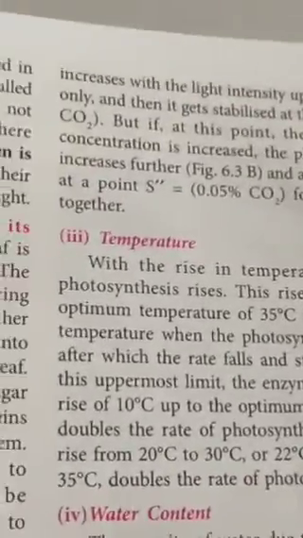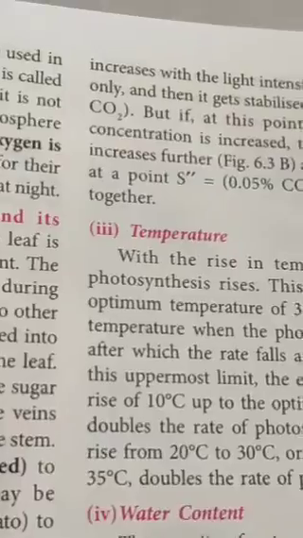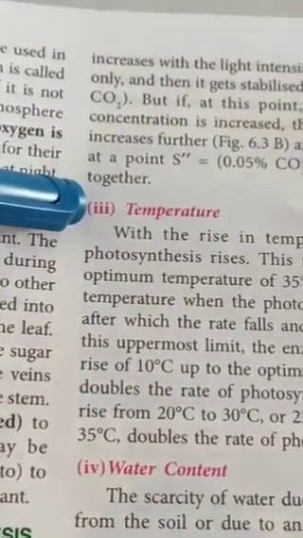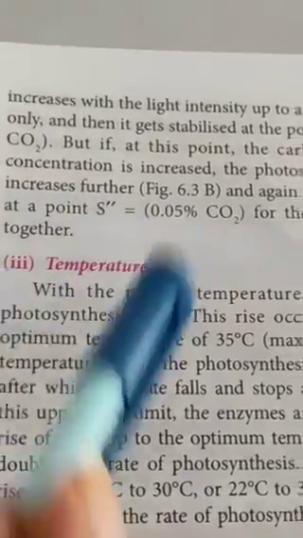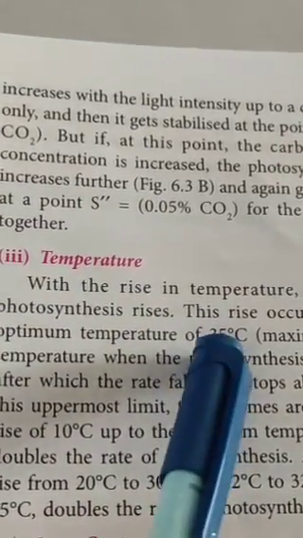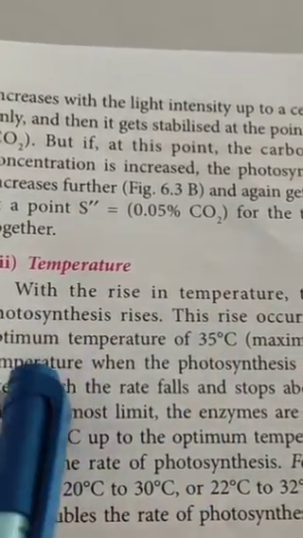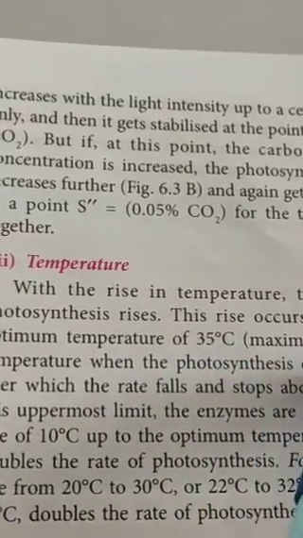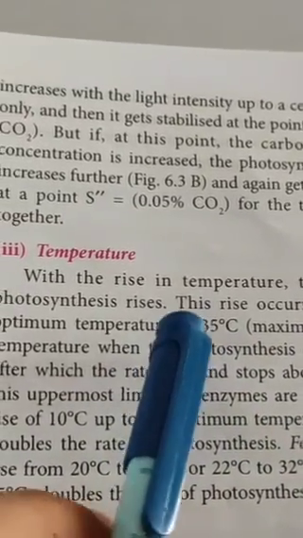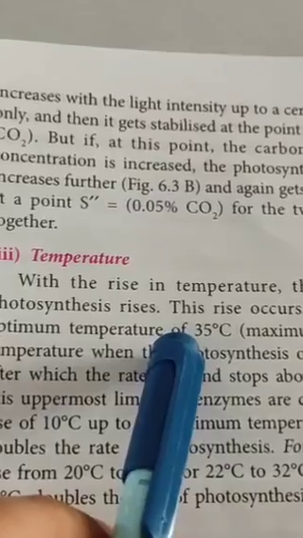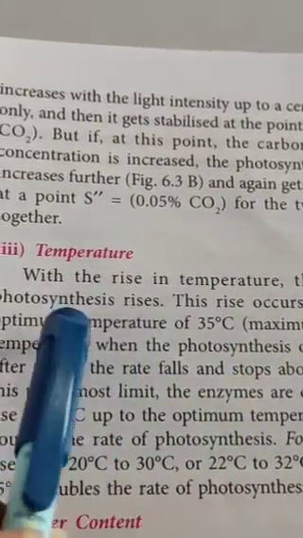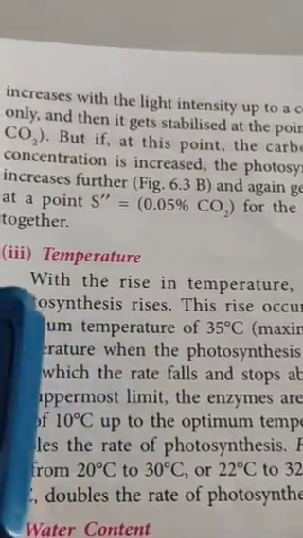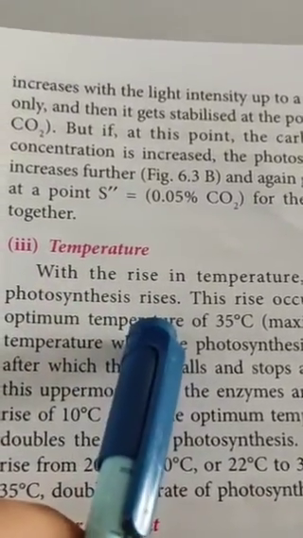Then we were having temperature. So with the rise in temperature, rate of photosynthesis increases, but at how much temperature it will be maximum? So you have here 35 degrees Celsius, maximum suitable temperature where photosynthesis occurs best. तो अगर क्वेश्चन आता है that what is the temperature at which maximum photosynthesis is there, so it is 35 degrees Celsius and it is also known as optimum temperature, best suitable temperature.